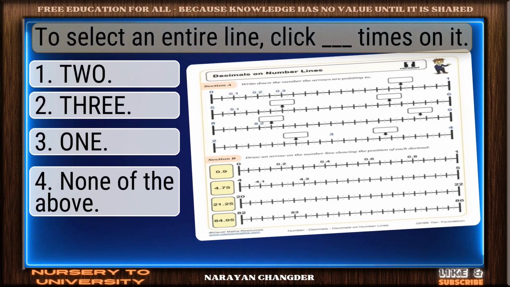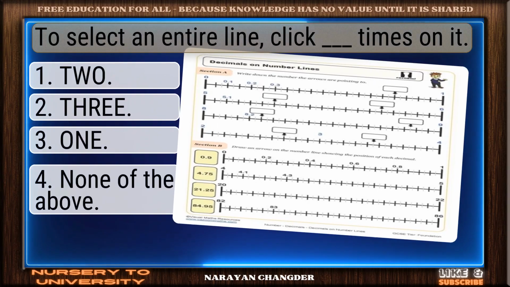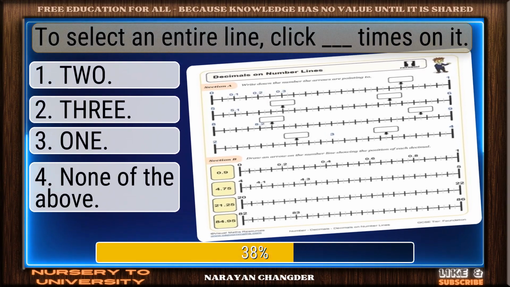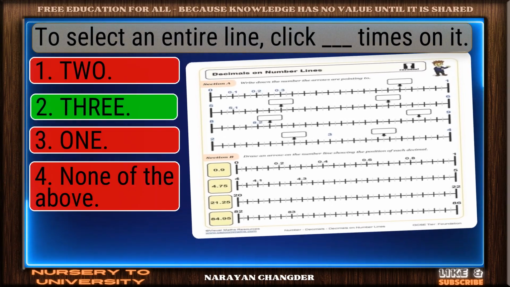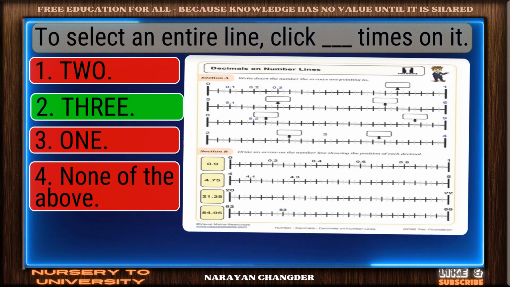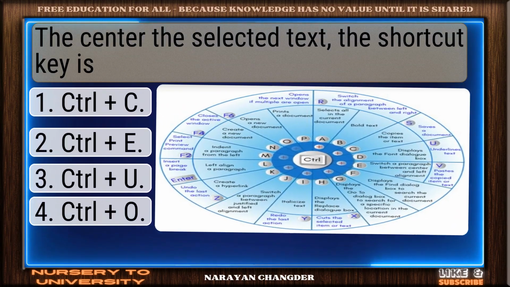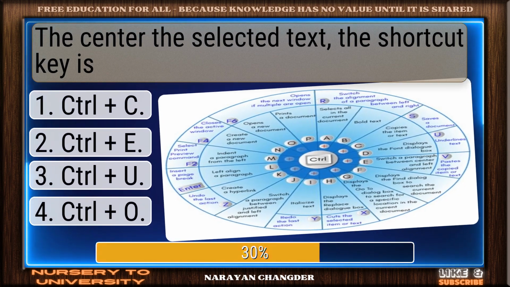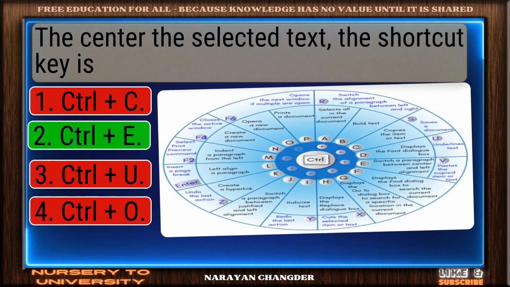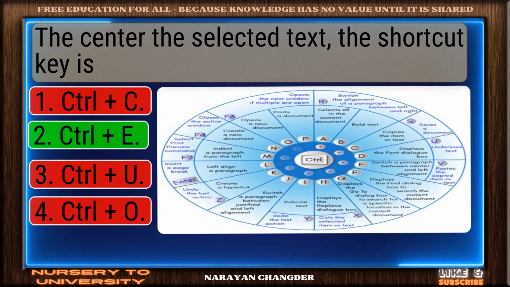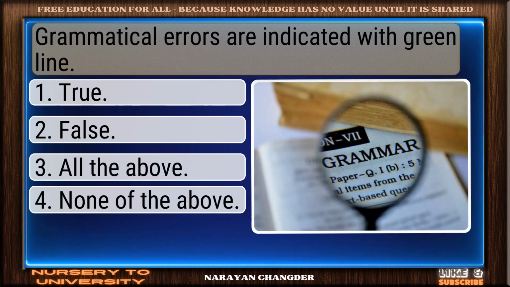To select an entire line, click Dash times on it. Nice selection. 3 is the correct and valid answer. Center the selected text. The shortcut key is Bravo. Ctrl plus E is the answer.